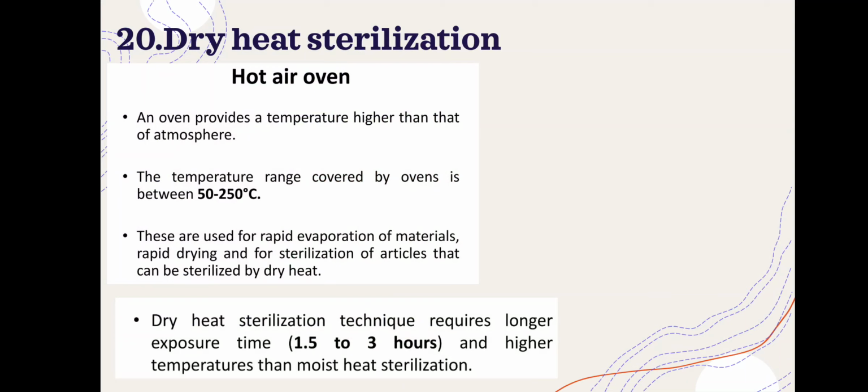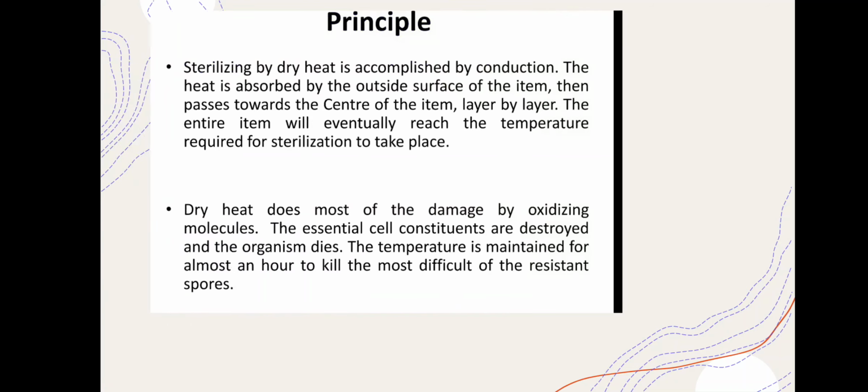Then dry heat sterilization. An example of dry heat is the hot air oven, and an oven provides a temperature higher than that of the atmosphere. The temperature range covered by ovens is between 50 to 250 degrees Celsius. These are used for rapid evaporation of materials, rapid drying, and for sterilization of articles that can be sterilized by dry heat. The dry sterilization technique requires longer exposure time, 1.5 to 3 hours, and higher temperature than moist heat sterilization.